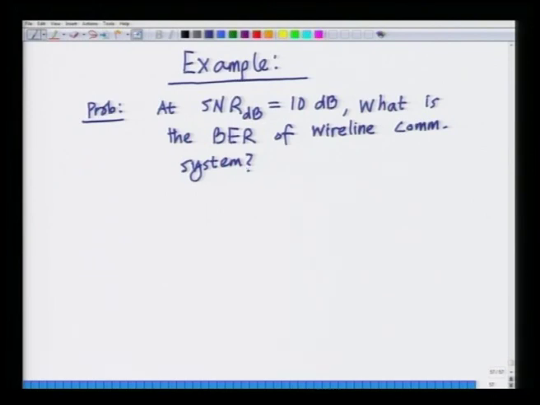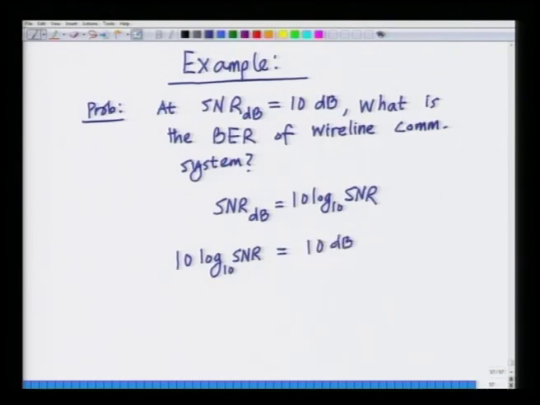And the solution is as follows. Remember, SNR in dB is 10 times log 10 of the SNR, or the linear SNR. Hence, 10 times log 10 of SNR equals 10 dB, which means log 10 of SNR equals 10 dB over 10, which is 1, which means SNR equals 10 power 1, which is 10.